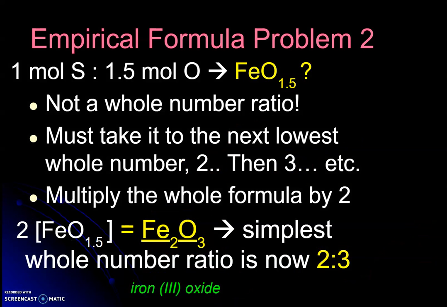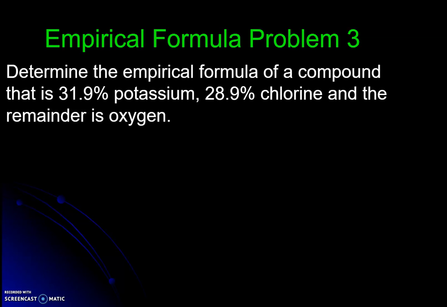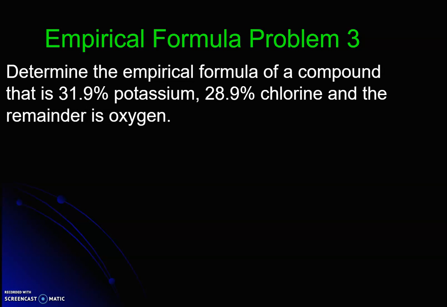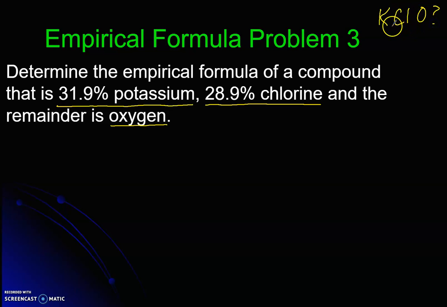Okay, so this last example is going to ask you to figure out the empirical formula for a compound that is 31.9% potassium, 28.9% chlorine, and the remainder is oxygen. So we have some sort of KClO compound, and we're not sure what it's going to be.